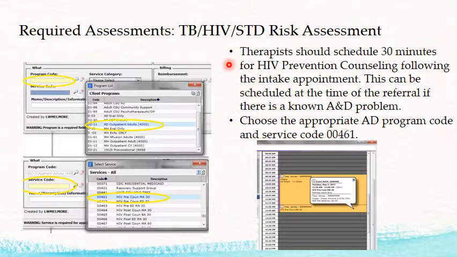This service is billable to a grant, so it doesn't matter if the client is self-pay or insurance. We don't have to worry about that covering the service because it is billed to the grant, which means that it's very important that we put them in the correct program. So you will choose one of the A&D programs, for instance, A&D Outpatient Adult. You'll go ahead and choose that program.